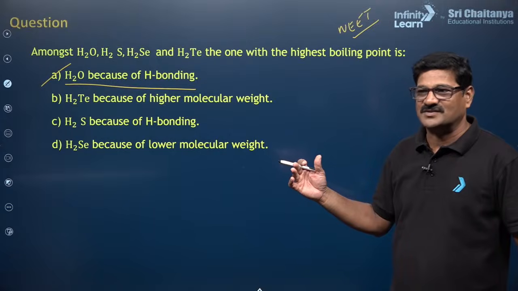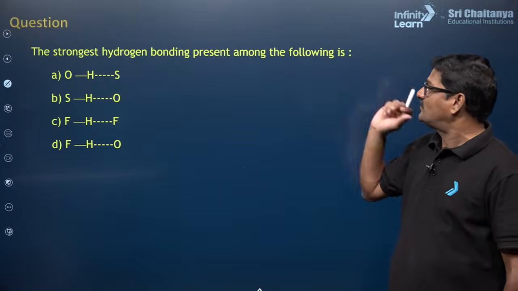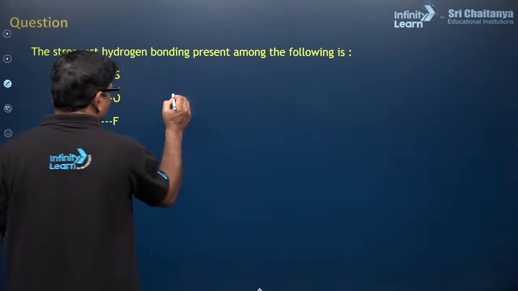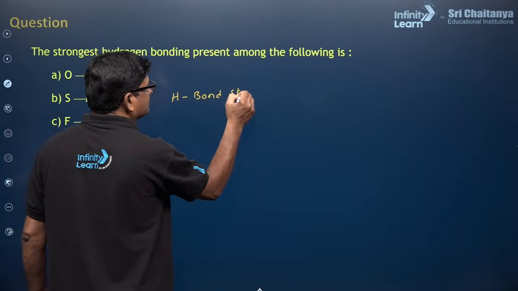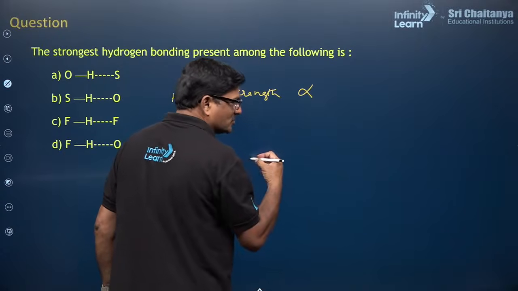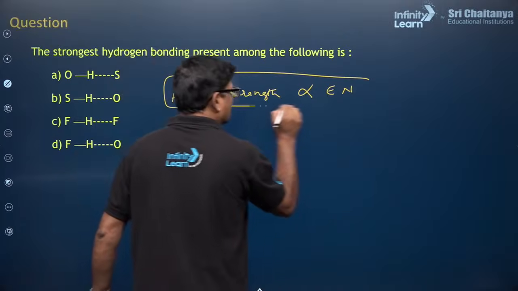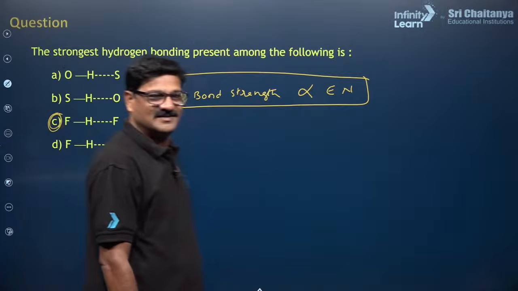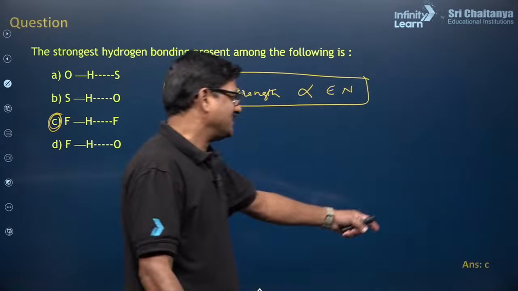That's great. And also the strongest hydrogen bonding is present among the following. Hydrogen bond strength is directly proportional to electronegativity. So this is the one. Understand? Fine. Answer is going to be C.